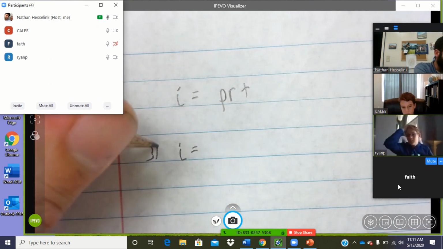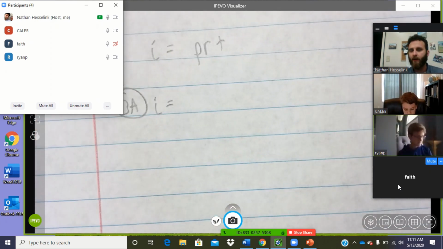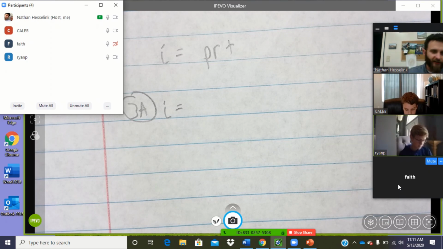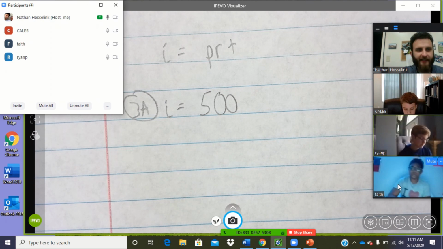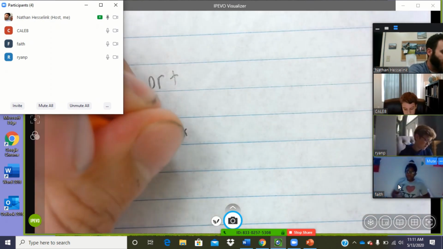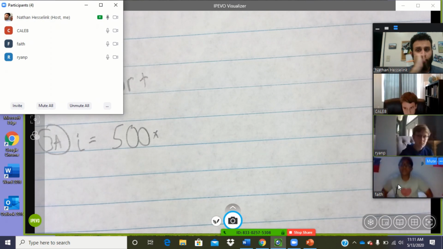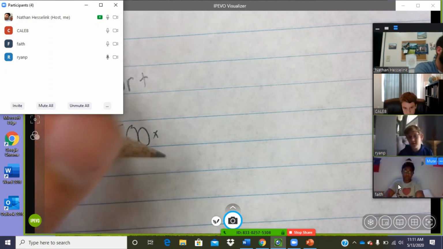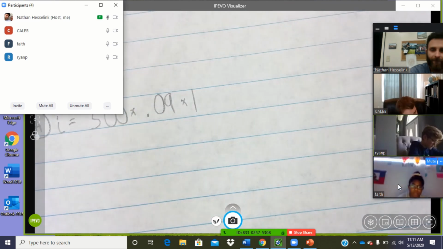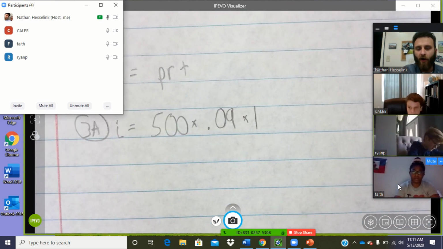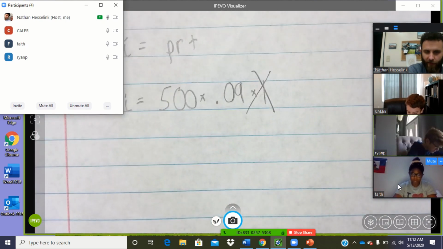So let's look at 3A. Our principal is 500. Our rate is 9%, but we need that in decimal form. What is 9% in decimal form? 0.09. Times time, which is 1 year, which is just 1. Really all we need to do is multiply, because 1 times anything doesn't matter.